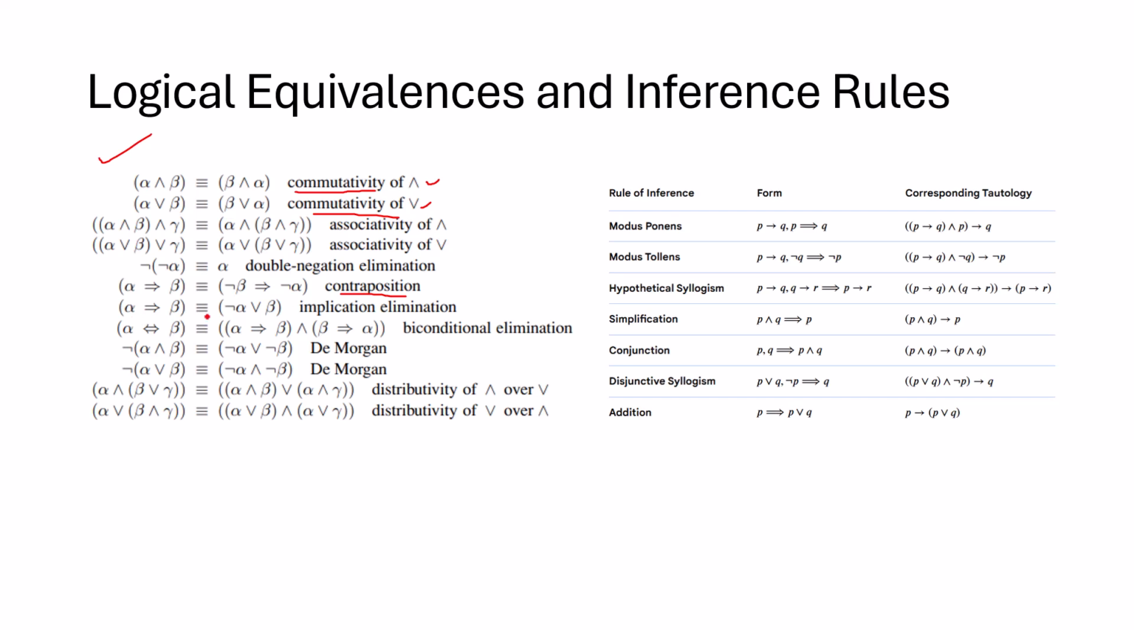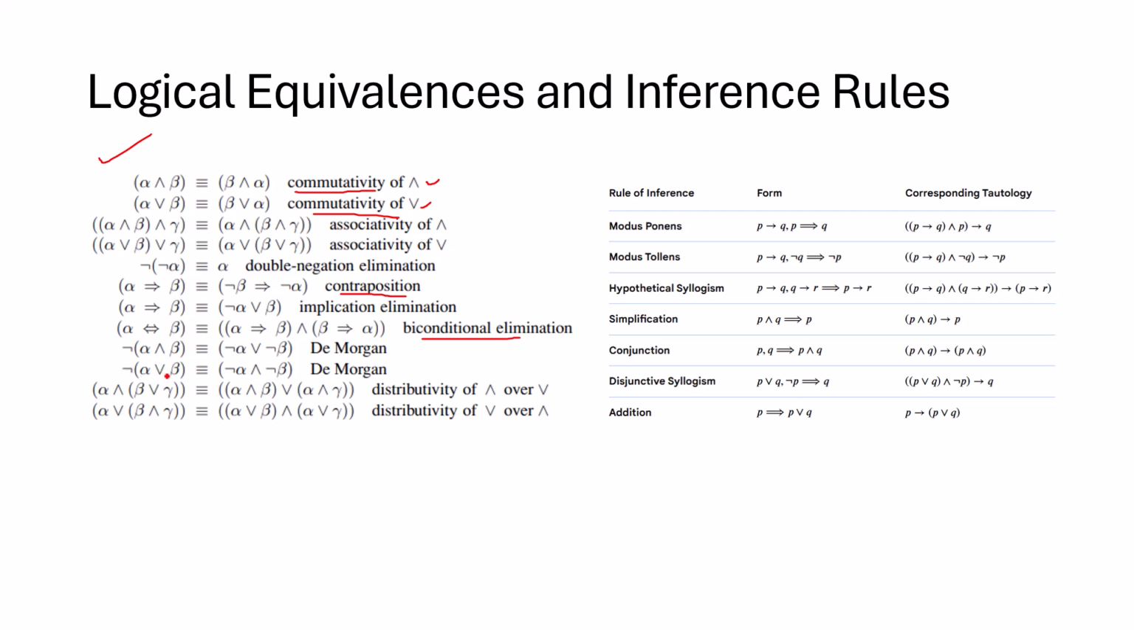Alpha implies beta is equivalent to not alpha or beta. This is implication elimination. Now we have alpha biconditional beta, which is basically alpha implies beta and beta implies alpha. It's called biconditional elimination. Now we have De Morgan's law, which says not of alpha and beta, when you open this parenthesis, is not alpha or not beta. Also, if it's in the or format, not of alpha or beta becomes not alpha and not beta when you open the parenthesis.